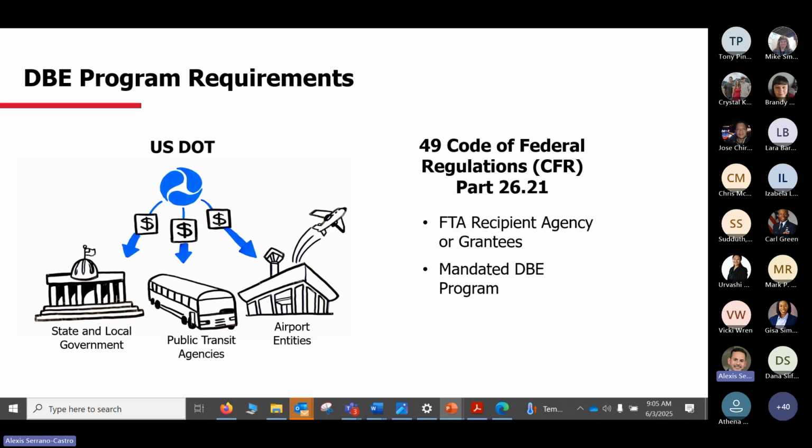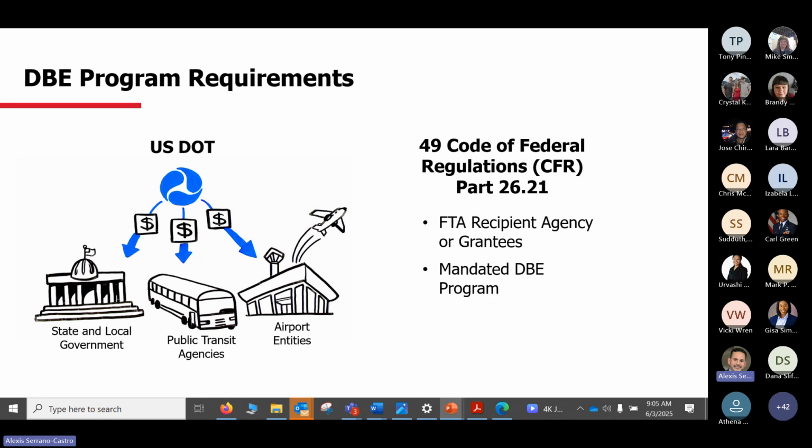In 1987, women were added, because it was presumed, of course, that women were also at a disadvantage competing for federally funded contracts. So the DBE regulation, specifically 49 CFR Part 26, says that every recipient under the US DOT, US Department of Transportation, meaning state or local governmental entities, public or transit agencies, or airport entities, needs to have a DBE program. So the DBE program is specifically defined in section 26.21.